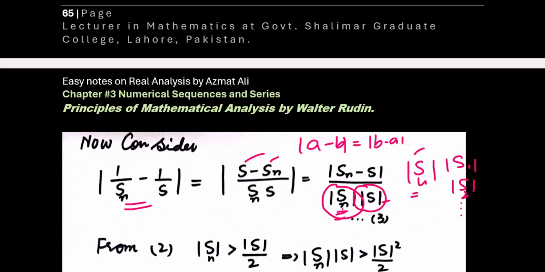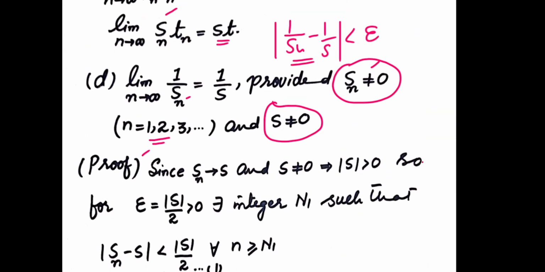The first target is that I want a term which is independent from Sn, and it will be in the form of S absolute. Further, I want an epsilon for this denominator. So now we start from here.